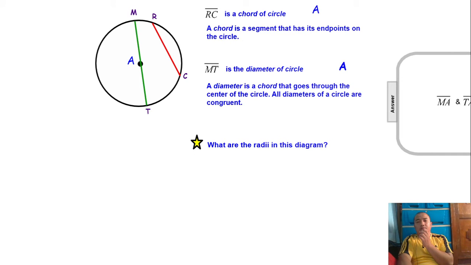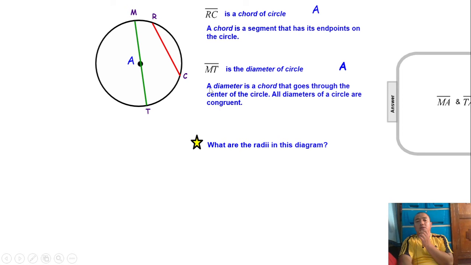Now in the figure, RC is a chord of a circle because it's a segment that has its endpoints on the circle. MT is the diameter of a circle because it's a chord that goes through the center of the circle. All diameters of a circle are congruent.